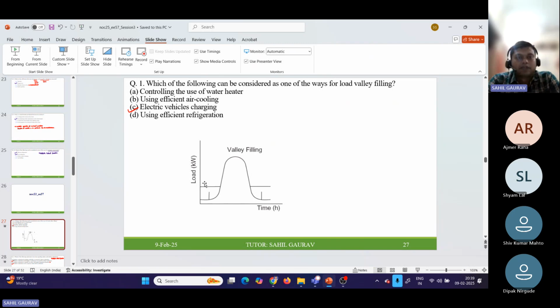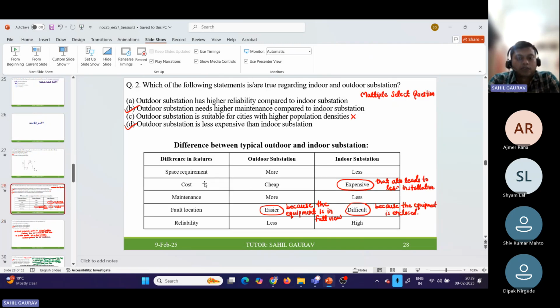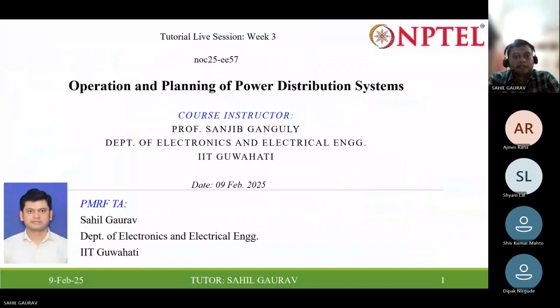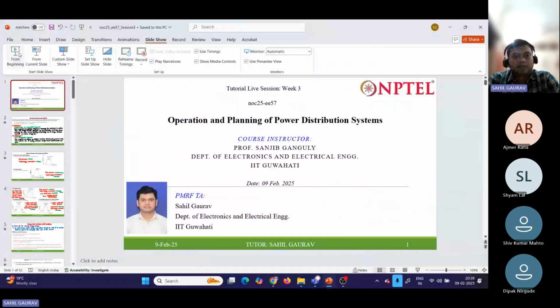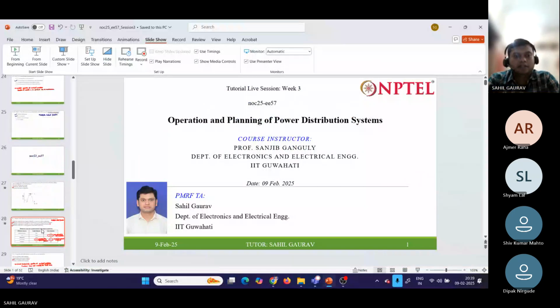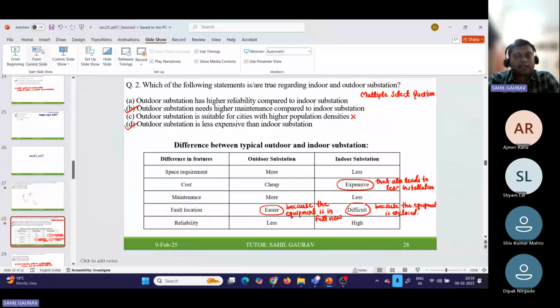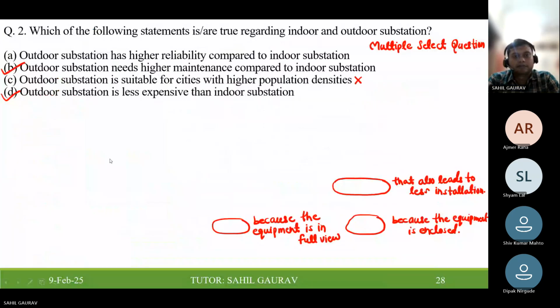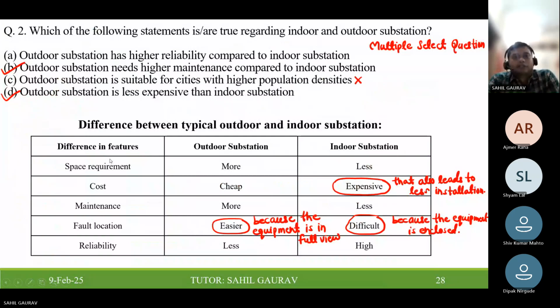The next problem is: which of the following statements are true regarding indoor and outdoor substations? When I am discussing these problems of the previous year that I have already solved, if you feel any doubt or any concern, please ask. So here, which of the following statements are true regarding the indoor and outdoor substation? It is a multiple select question type, and the options are given here.